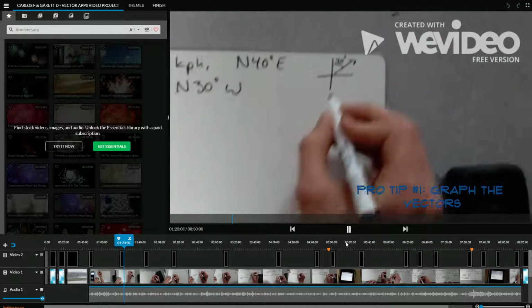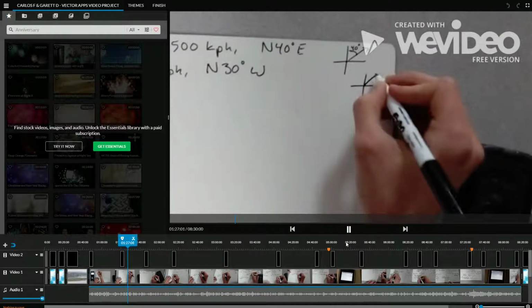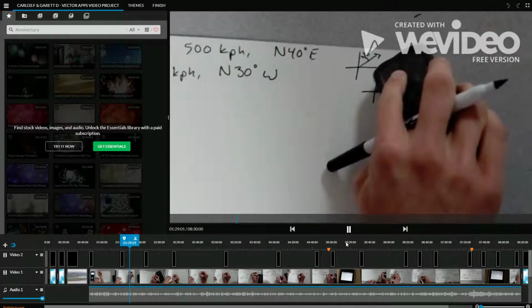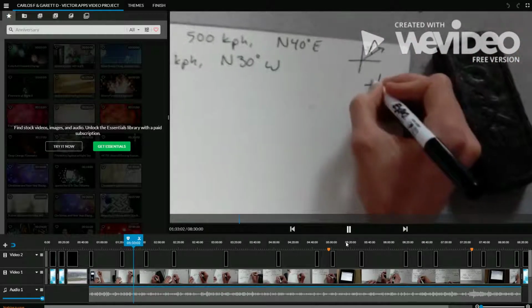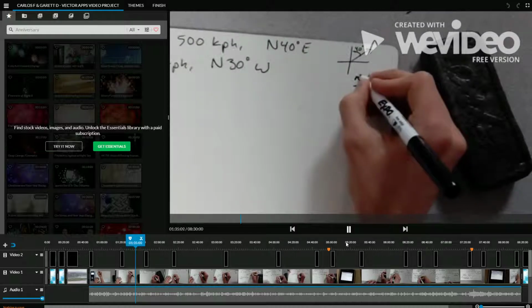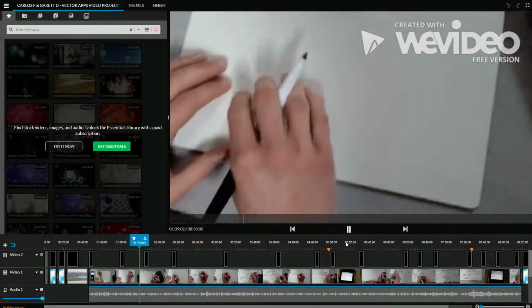As you can see, you just start from north and then you go 40 degrees east. You just do it as it says. Sorry, I messed up there. And same thing, you start at north and then you go 30 degrees west, exactly as you would read it.